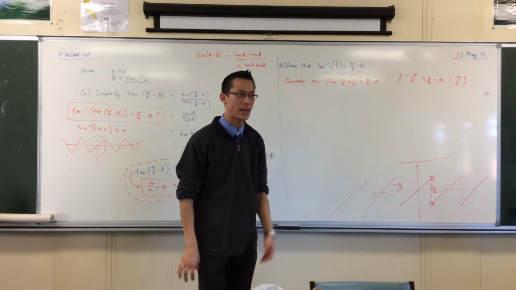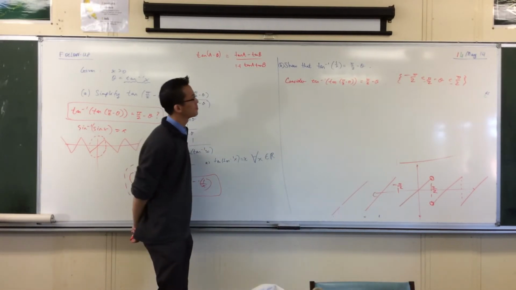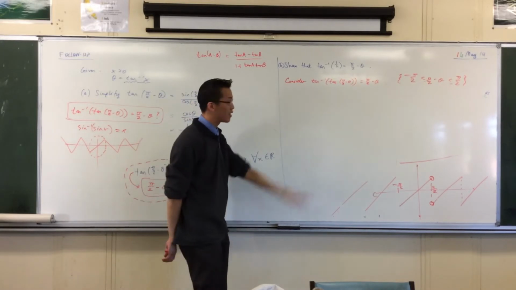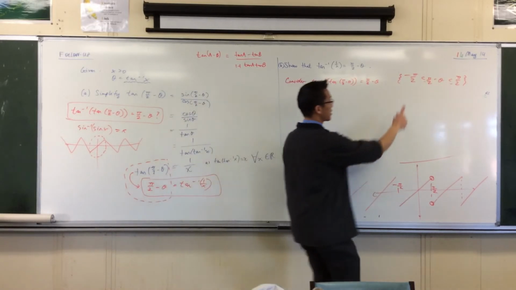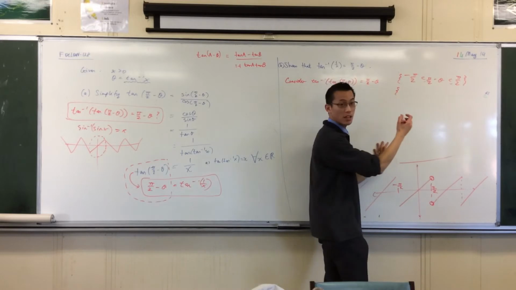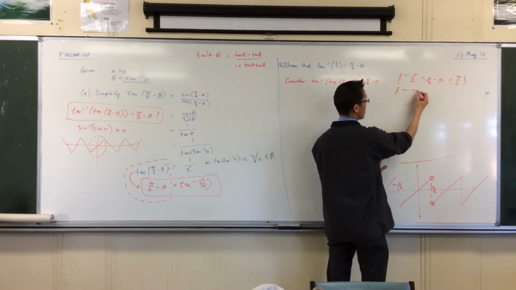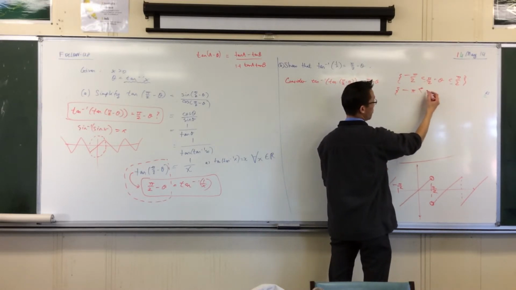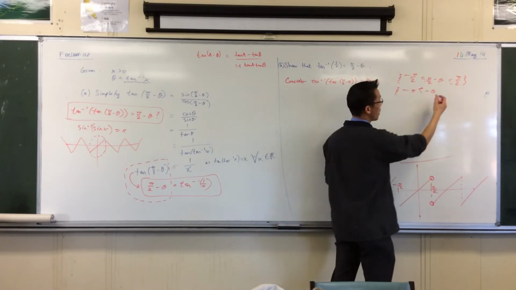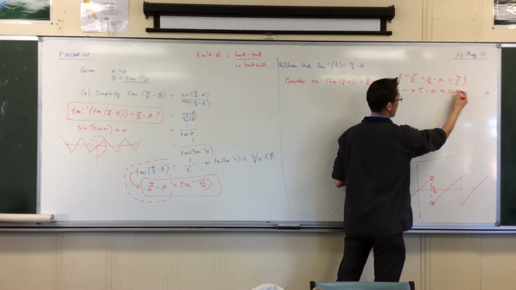Now that's a really weird way to write a domain, isn't it? Can we tidy this up a little bit? How would we do it? Any suggestions? I can take away pi on 2 from everything. So that's going to give me on the left-hand side negative pi. You'll have negative theta in there, and you'll have 0, won't you?